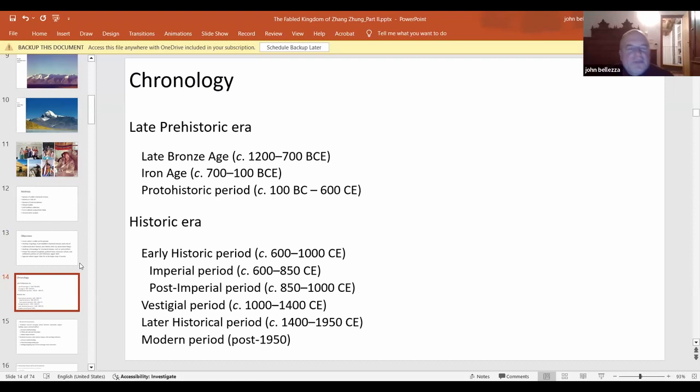Here's a chronology once again. So we're going to be mainly talking today about the late prehistoric era, which ranges from the late Bronze Age, circa 1200 BC, through the proto-historic period to about 600 AD.